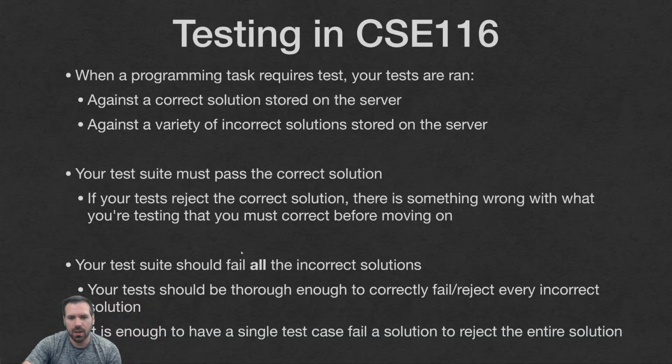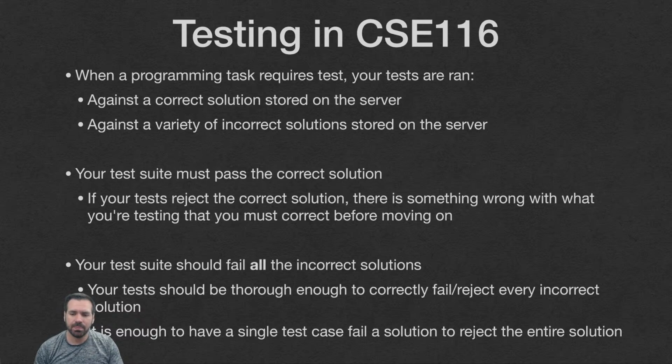If you pass a correct solution, Autolab will run your code on a variety of incorrect solutions. So it'll rip out the correct solution, replace it with an incorrect solution, a known buggy solution that has a known bug in it, and then we'll run your tests on that incorrect solution, and your tests need to fail that incorrect solution by failing at least one of your test cases. You only need one test case to fail for an incorrect solution to be considered incorrect. So failing all the incorrect solutions.